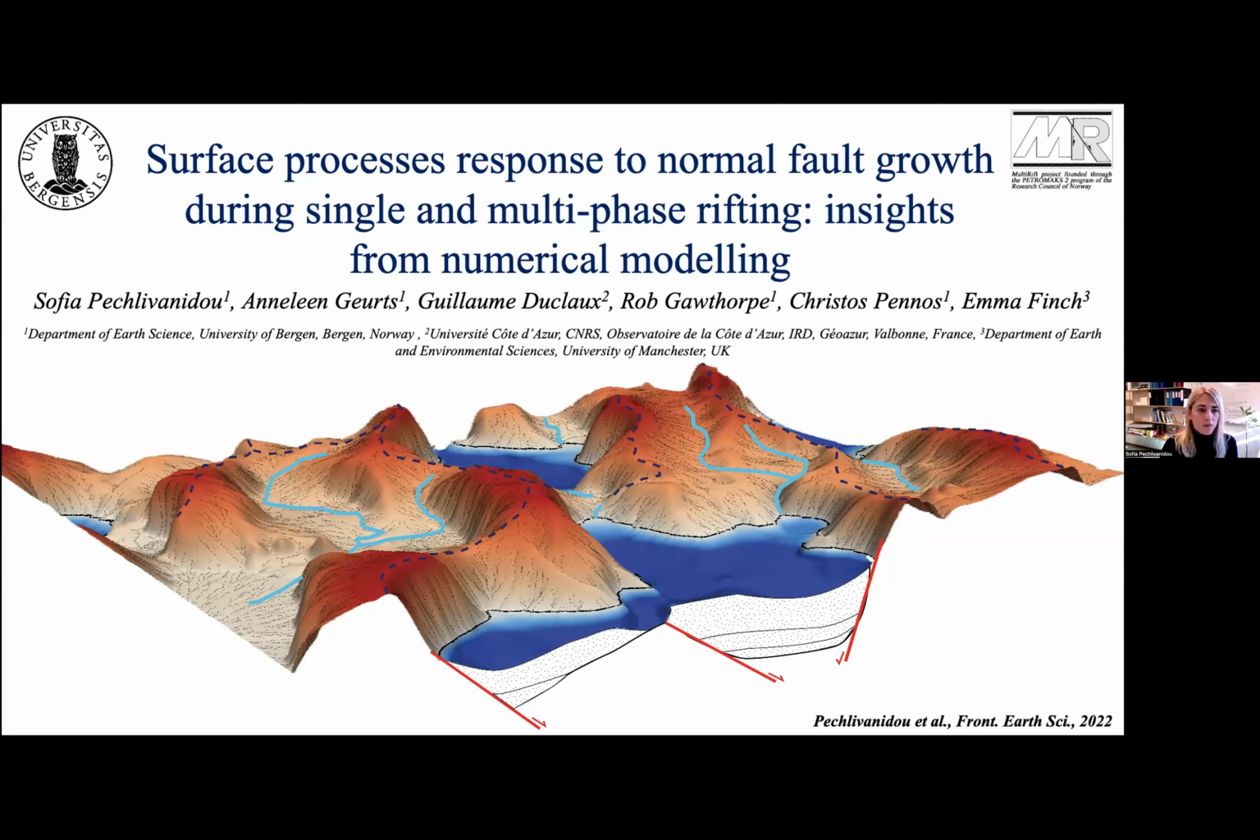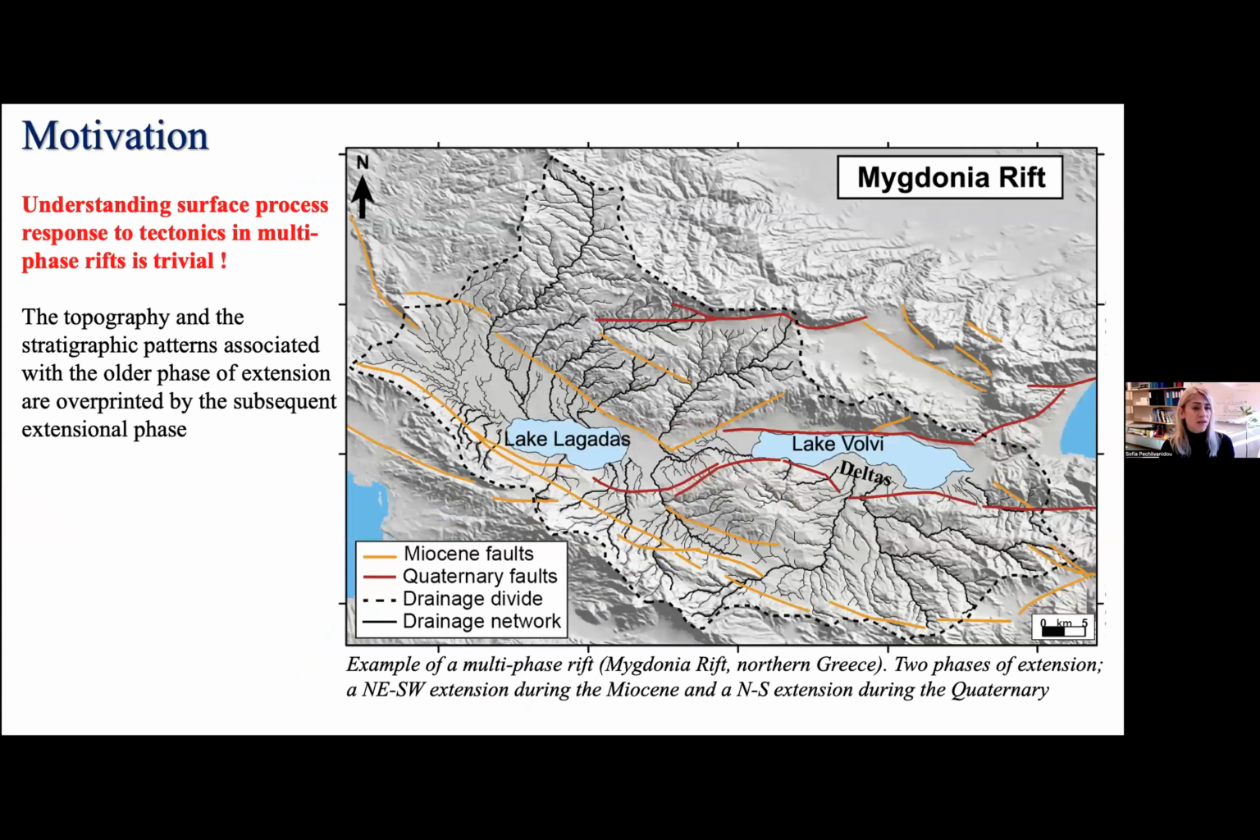So I will start by saying that understanding surface process response to tectonics in multi-phase rifts is not trivial. And this is because the topography and the stratigraphic patterns that are associated with the older phases of extension are usually overprinted by the subsequent extensional phase.